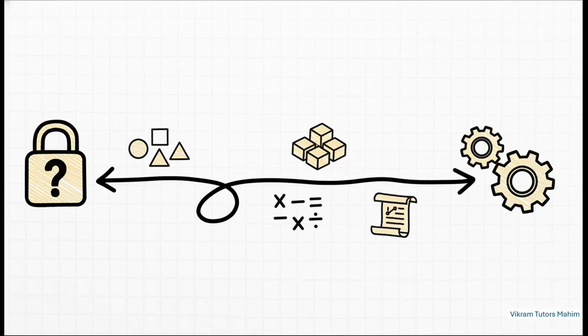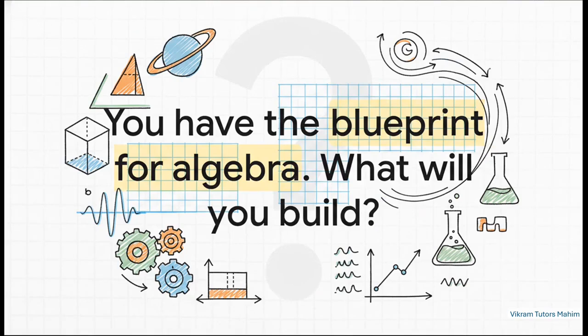So let's recap. We went from a secret code to a system with clear, logical rules. And these rules are the foundation for so much more. So now that you've got the blueprint, what will you build?